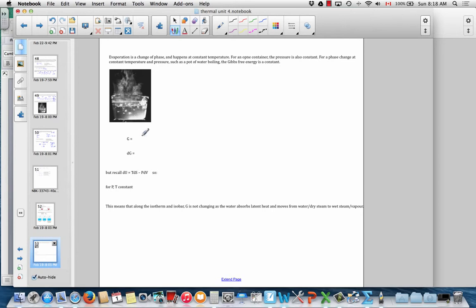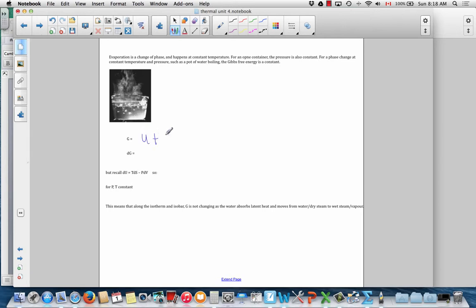So we're going to look at our Gibbs function here, U plus PV minus TS. Then we're going to do its differential. This will be dU. There'll be two terms here from the product rule. It'll be the d of PV, so that'll be PdV plus VdP. Again, we'll have to product rule here, so it'll be minus TdS minus SdT. But recall from our first TdS equation that we can replace dU with TdS minus PdV.